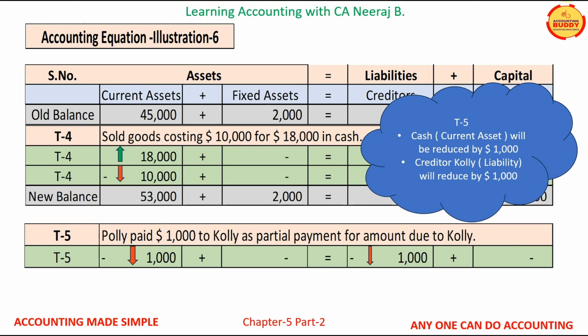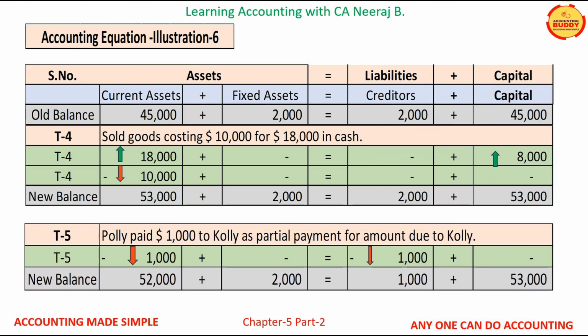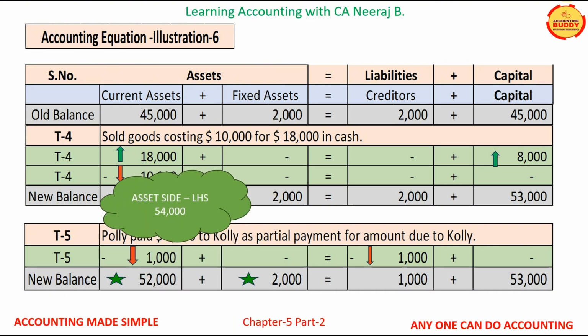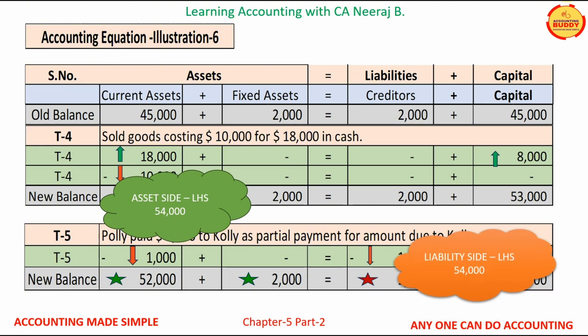Post this transaction T5, the new accounting equation will be $52,000 current assets, $2,000 of fixed assets, totaling to $54,000 of total assets of the business. And on the right hand side of the accounting equation, we have $1,000 as current liabilities and $53,000 of capital.